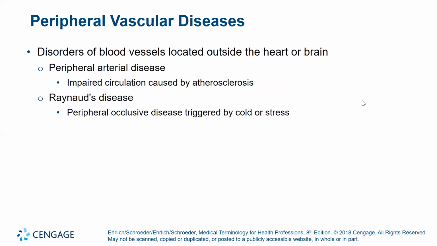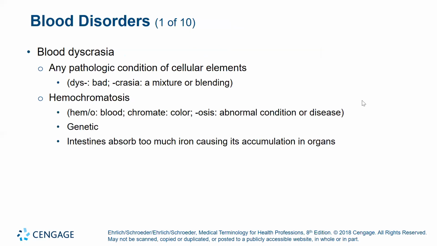Peripheral vascular diseases. So these are disorders of blood vessels located outside the heart or brain. We have peripheral artery disease and Raynaud's disease. With Raynaud's, symptoms include paleness, cyanosis, and redness of the fingers and toes. So this is a peripheral occlusive disease triggered by cold. Peripheral artery disease is impaired circulation caused by atherosclerosis.